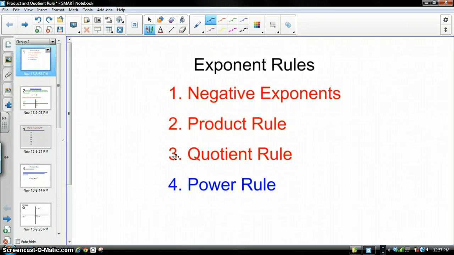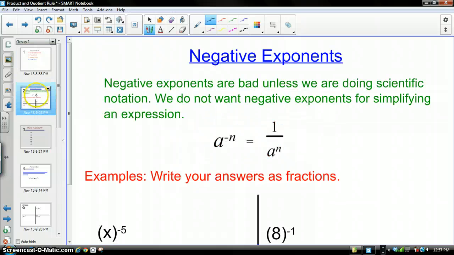Today we're going to learn about exponent rules. There are three general exponent rules, which are negative exponents, product rule, quotient rule, and power rule. Today we will be learning about the first three, which are negative exponents, product rule, and quotient rule. So to start out, we're going to talk about negative exponents.